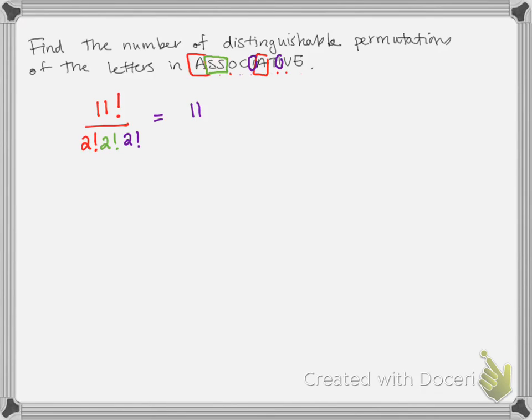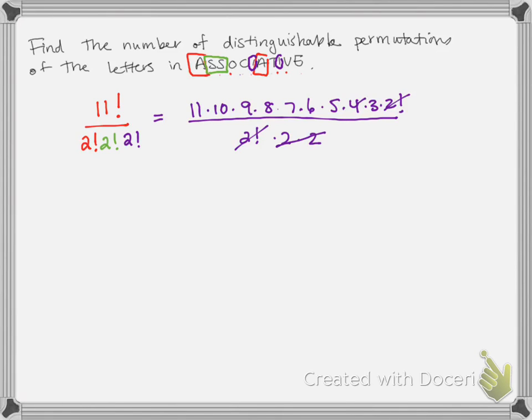If I were to write this out, I'd have 11 times 10 times 9 times 8 times 7 times 6 times 5 times 4 times 3 times 2 factorial. I have a 2 factorial that I'm going to cancel, and then I have 2 more 2 factorials, and 2 factorial is just 2 times 1, so those 2's will cancel with that 4. If you multiply all this out, you'll get 4,989,600. So that's how many distinguishable permutations of the letters in associative.